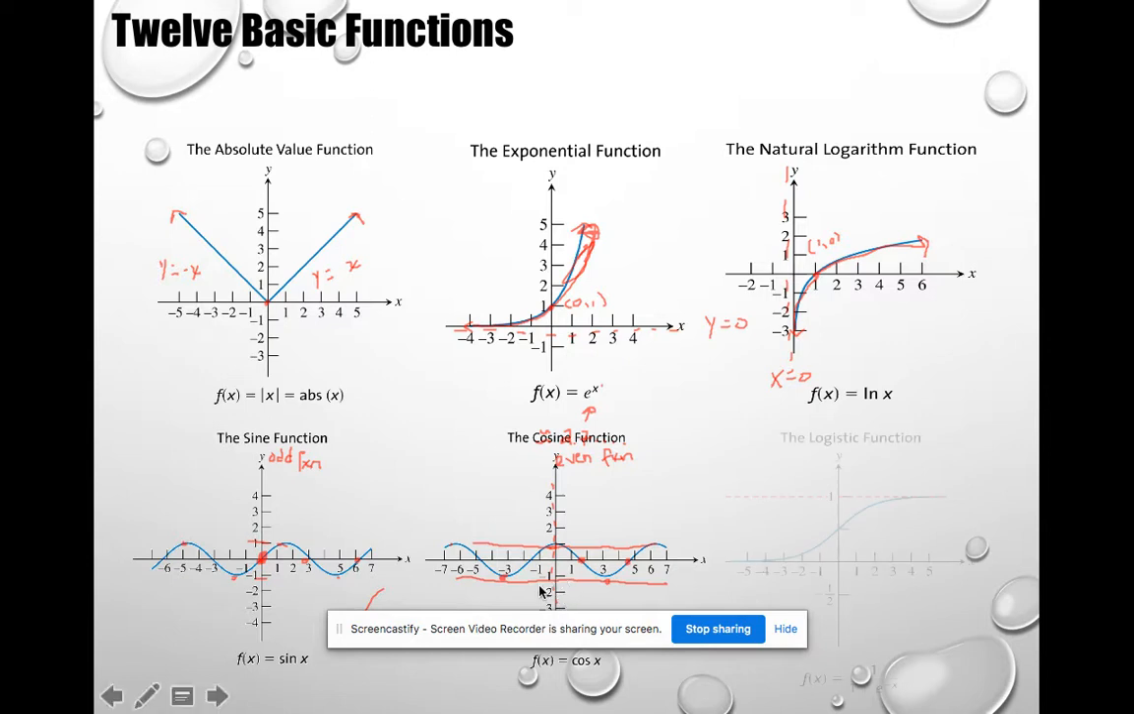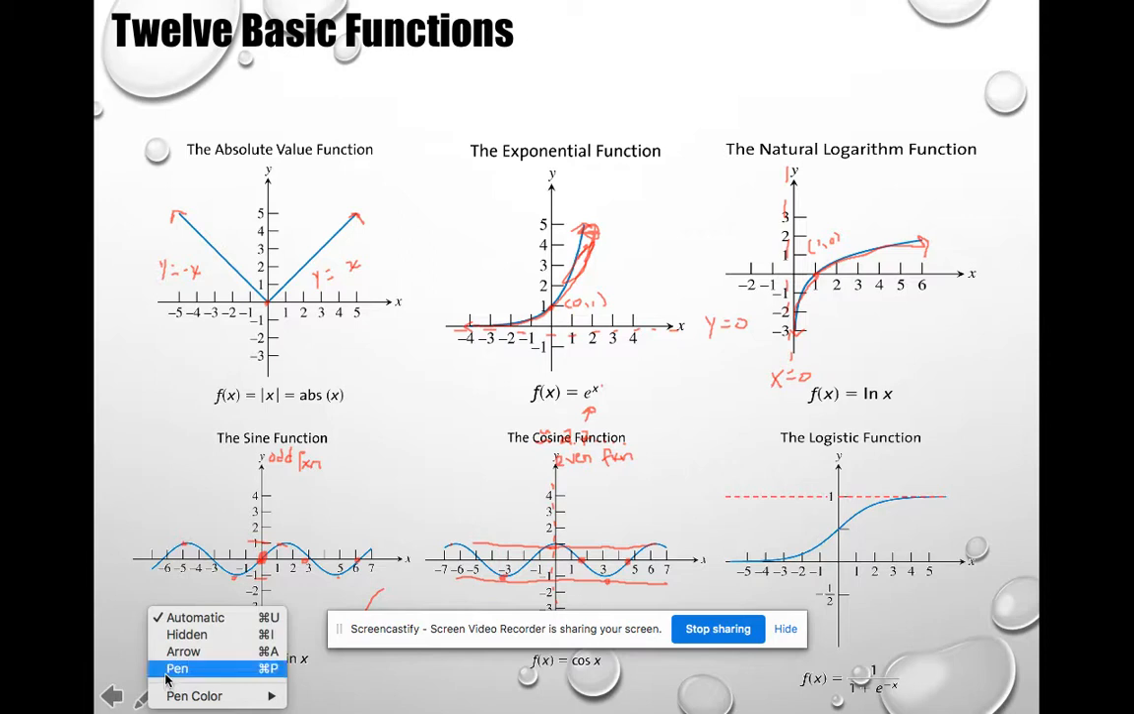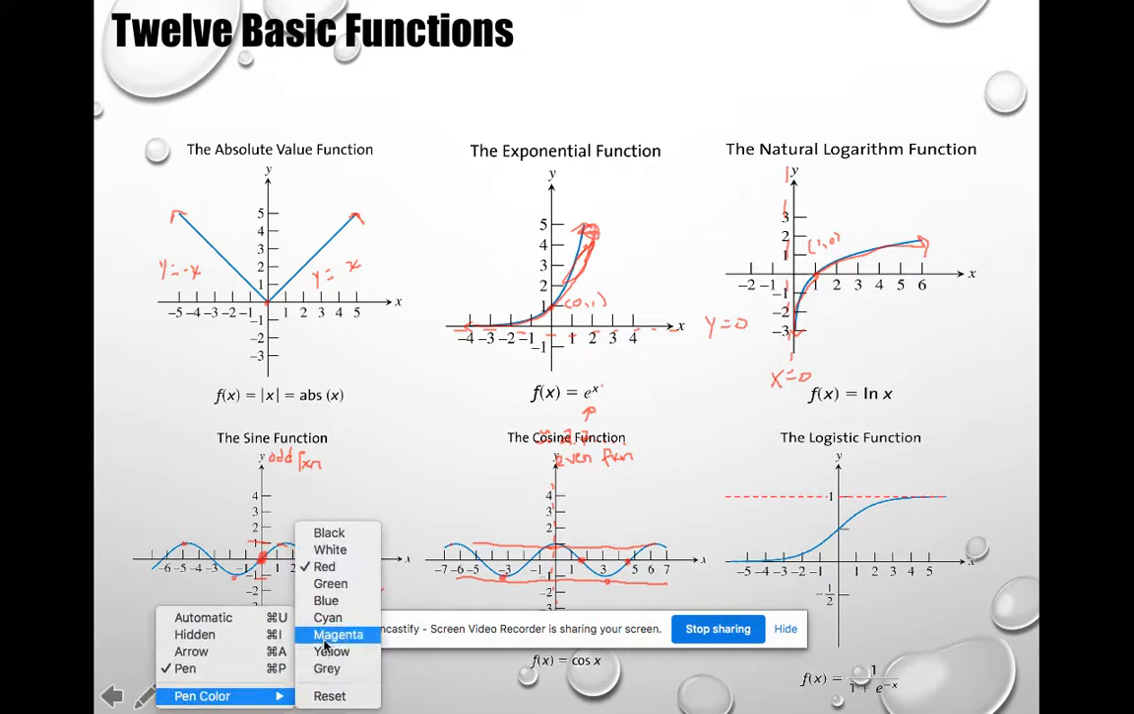Now this last one, the logistic function, is not really one that you should know, right? So don't worry about this one. It is a function that we will start to deal with very, very briefly in our class, and then we will deal with it again in calculus.